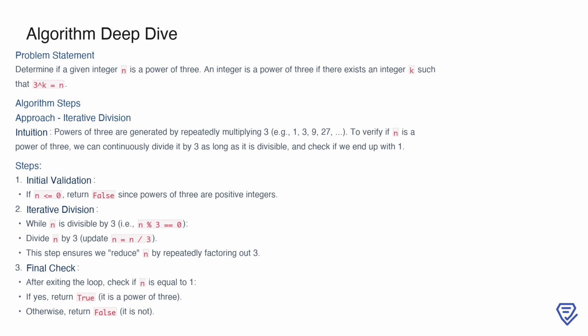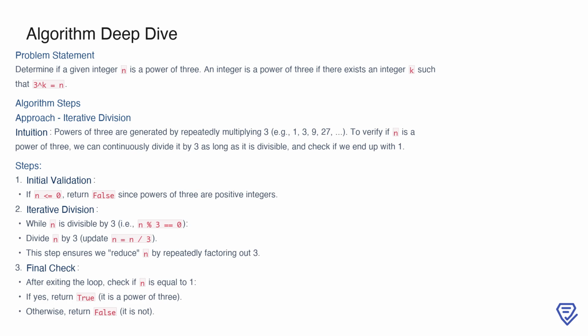So, to check if n is one of these powers, we can reverse the process by repeatedly dividing n by 3, as long as it remains divisible. Here's how it works step by step. First, we perform an initial validation. If n is less than or equal to 0, we can immediately return false because powers of 3 are always positive integers. Next, we enter a loop where we divide n by 3 repeatedly, as long as n is divisible by 3. This step effectively reduces n by removing factors of 3 one by one.